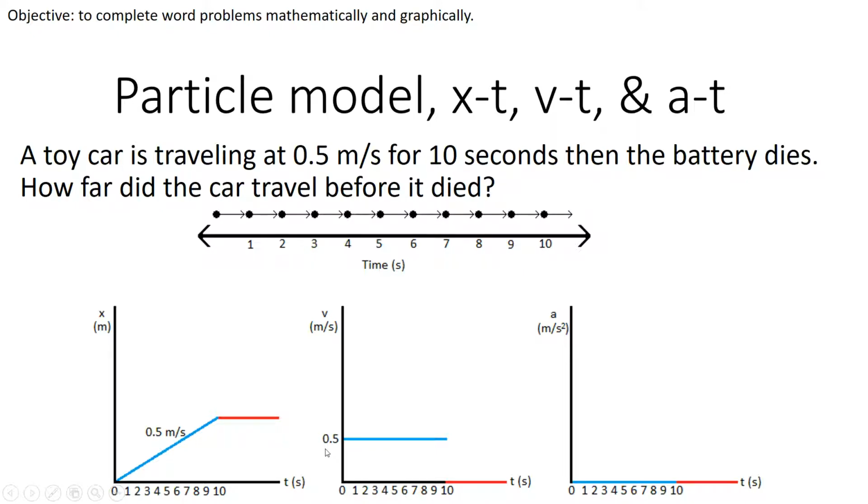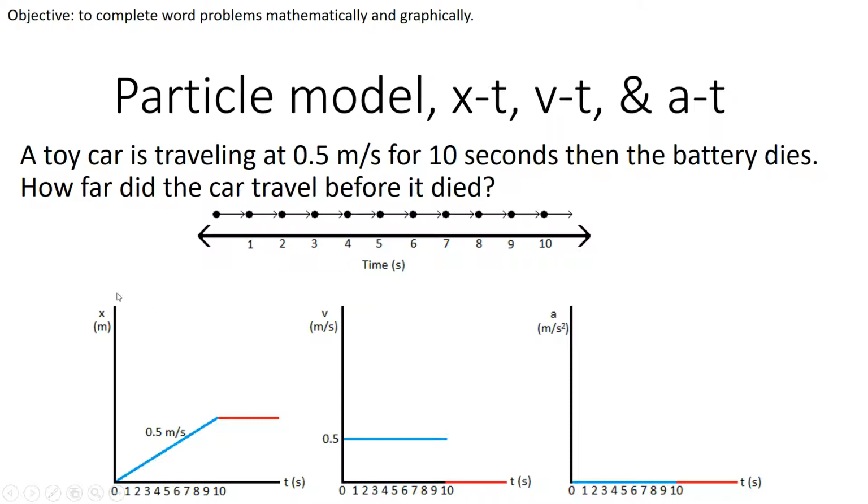And for my velocity, I'm going to have 0.5 meters per second for 10 seconds, and boom, then it's going to die. However, for the entire time, I have no acceleration in the car, so therefore it's going to be a flat horizontal line the whole time with an acceleration of 0.